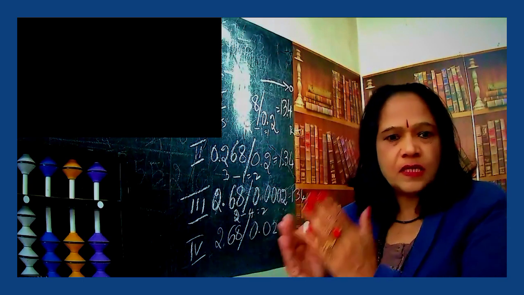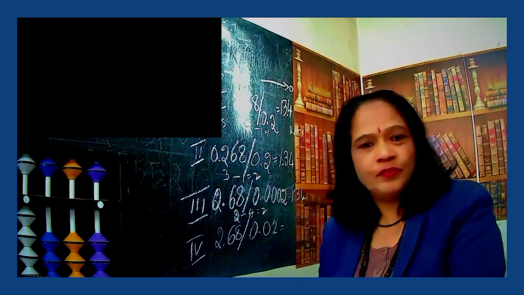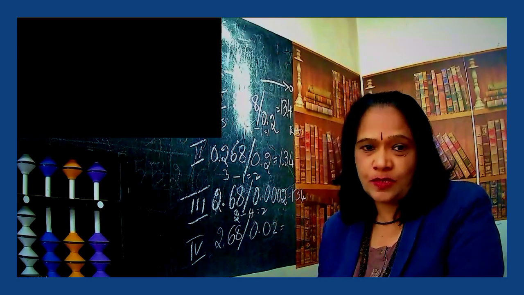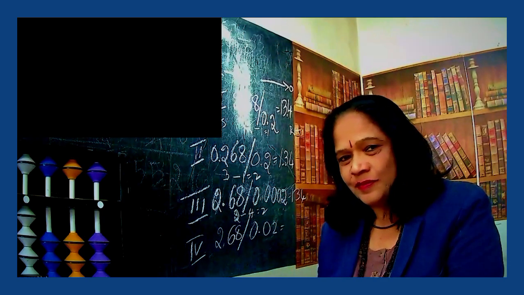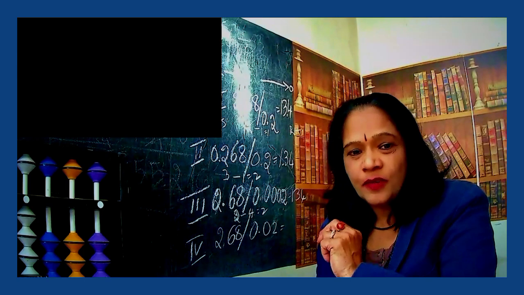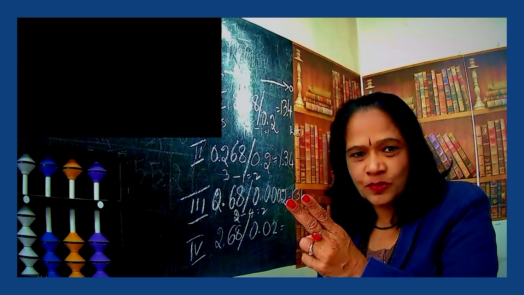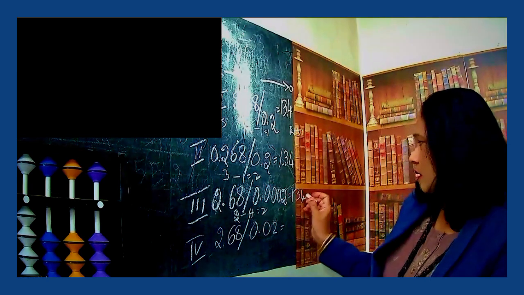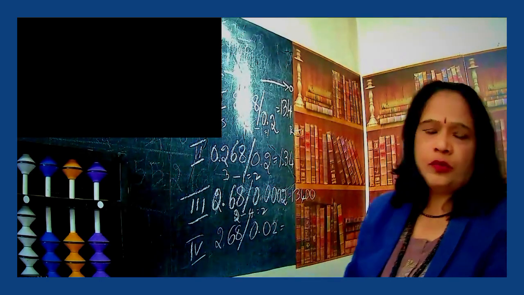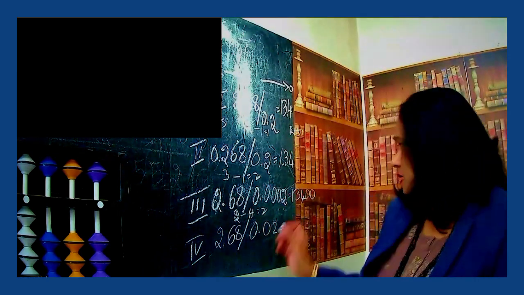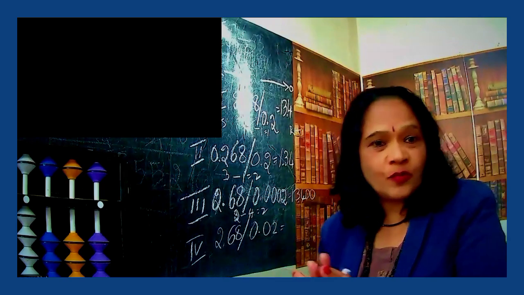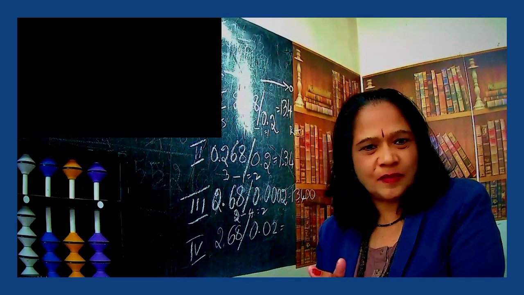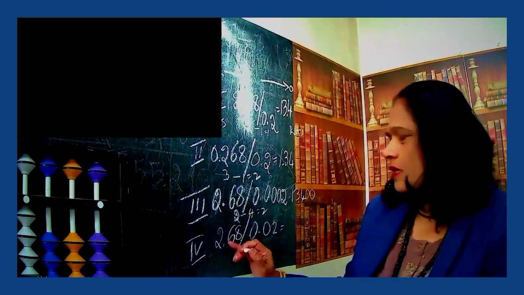If the decimal numbers are more in the right-hand side, what to do? We should put zeros. How many? According to the difference. The difference is 2. 2 zeros we should put in the answer. That is, 134 we have already, right? Plus 2 zeros. So the answer is 13,400. Isn't it?